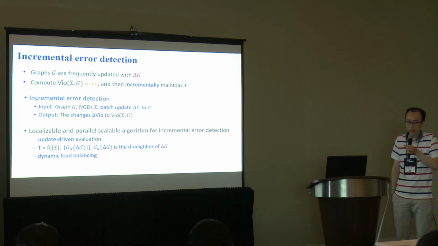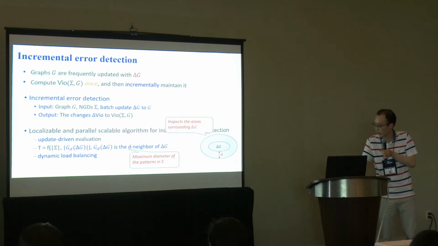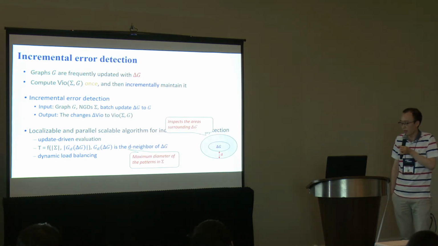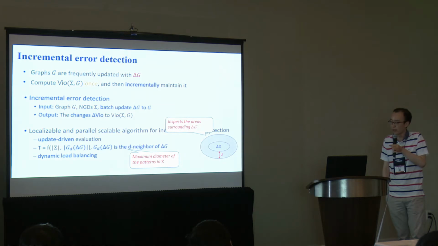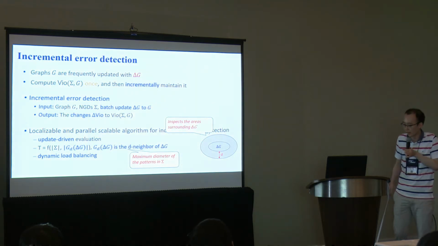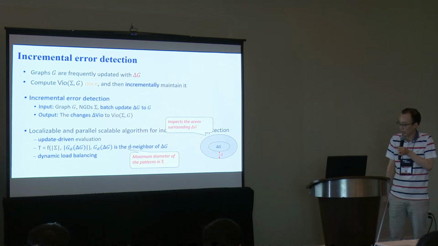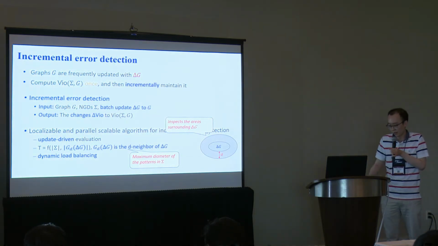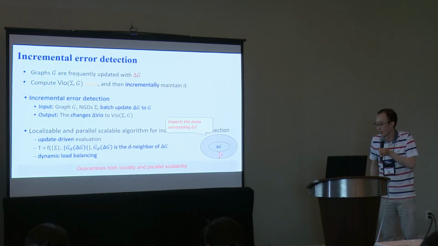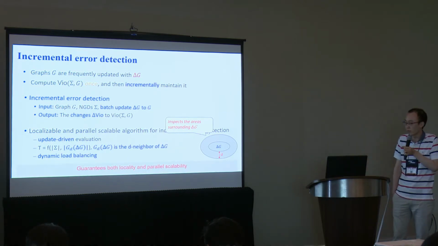On the one hand, by following update-driven evaluation, they are localizable, which assures the costs are determined by the size of d-neighbors of the nodes involved in the input update. Intuitively, they reduce the computations on big graphs G to a smaller area that surround the input update. On the other hand, they are still parallel scalable, which is achieved by splitting skewed computations and by dynamically balancing the workload.